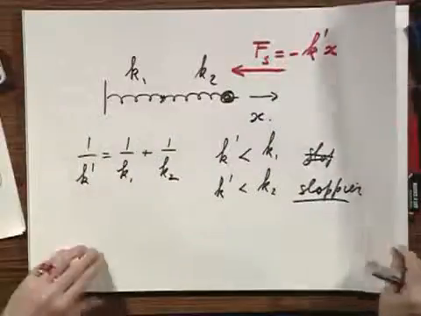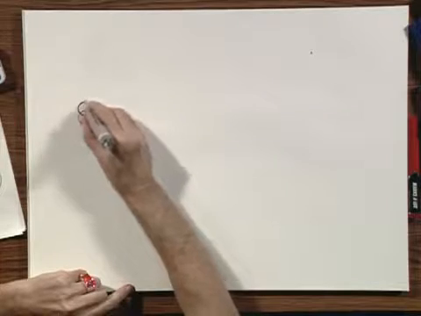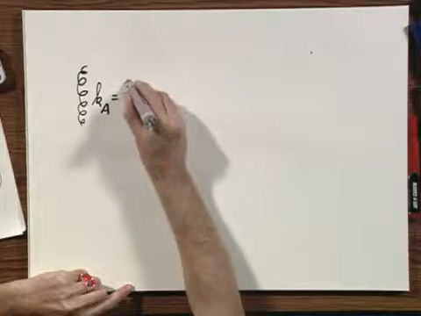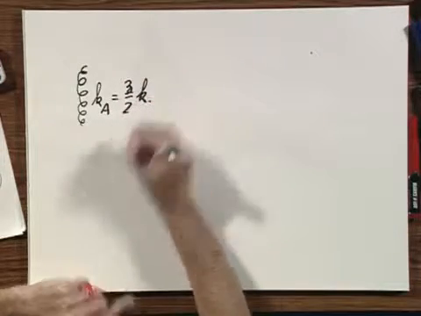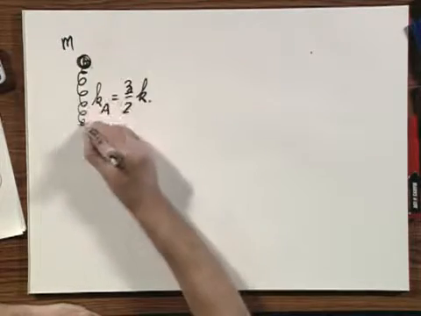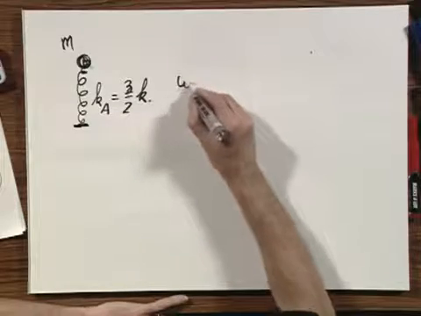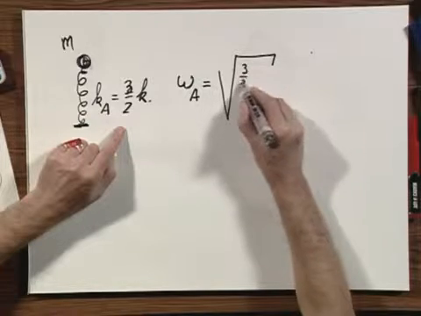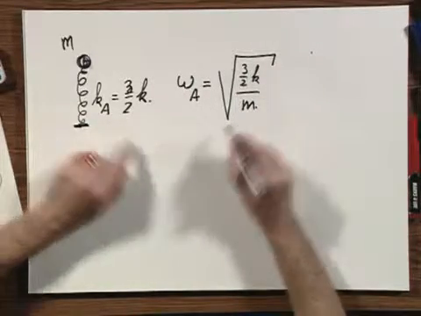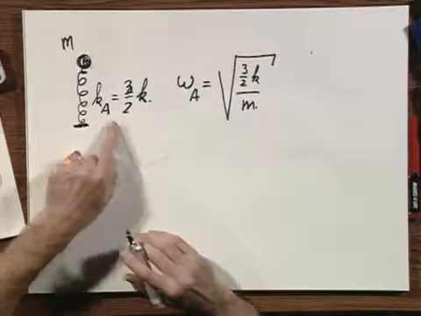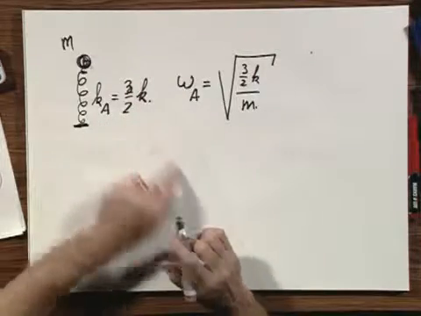Once you accept this, it's now very easy to calculate the frequency, because now I simply have here kA, which is 3/2 k. And I have a mass m here, and this is fixed here. And so I know that omega A equals the square root of kA over m, which is the square root of 3/2 k over m.